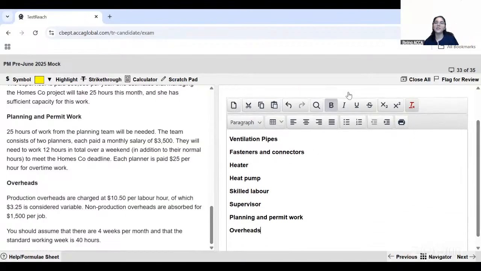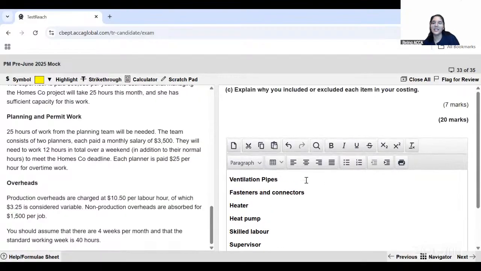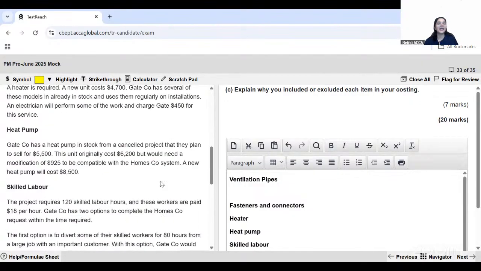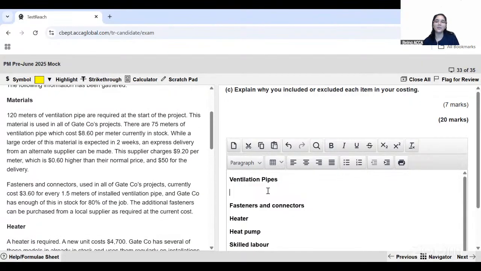Now I've put in my subheaders so that my answer is going to become easier for the examiner to read and get through my reasoning for each of the items. Firstly, I'll talk about the ventilation pipes. So here we will say that whenever something is in regular use, these ventilation pipes are in regular use, so we always consider the replacement cost.